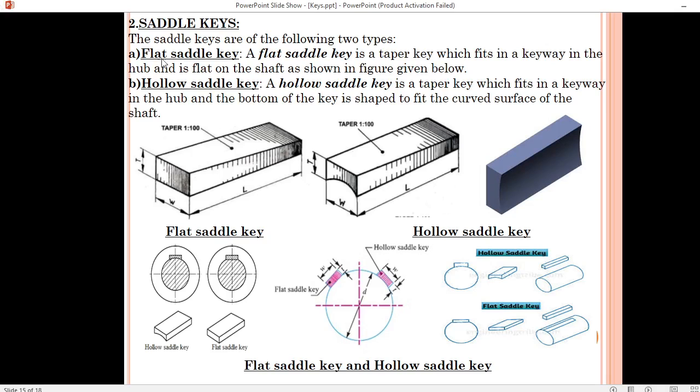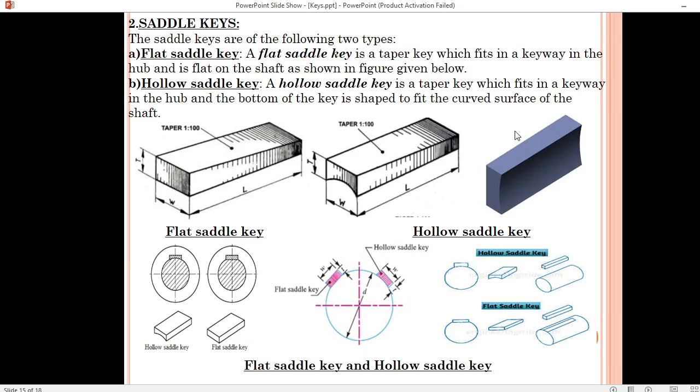Next we will see the saddle key. So saddle key, it is further divided into flat and hollow saddle key. A flat saddle key is a taper key which fits in keyways in the hub and is also flat, as shown in the figure. You can see here it is tapered. Okay, so 1:100 ratio, it is tapered and it fits in the keyway. So here you can see this is a flat saddle key and it is inserted in the shaft.